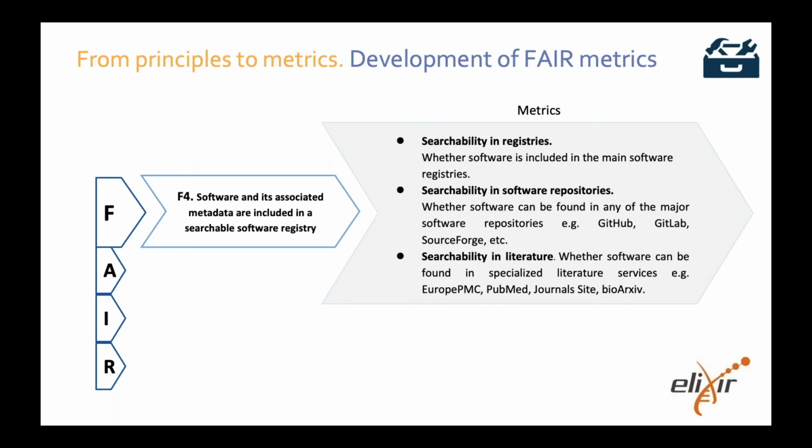So in this example we have here, for F4, the metadata of software is included in searchable registries. We came up with four metrics that are searchability in registries, in software repositories, and in literature. With the metadata we have from the ecosystem, or now from different sources, we can answer these questions: is it searchable in registries, is it searchable in software repositories, is it searchable in literature? Because it is more specific, we can do that. So the idea is to make this exercise for all the principles, which we have done. It's an ongoing process because it is collaborative, of course. So next.